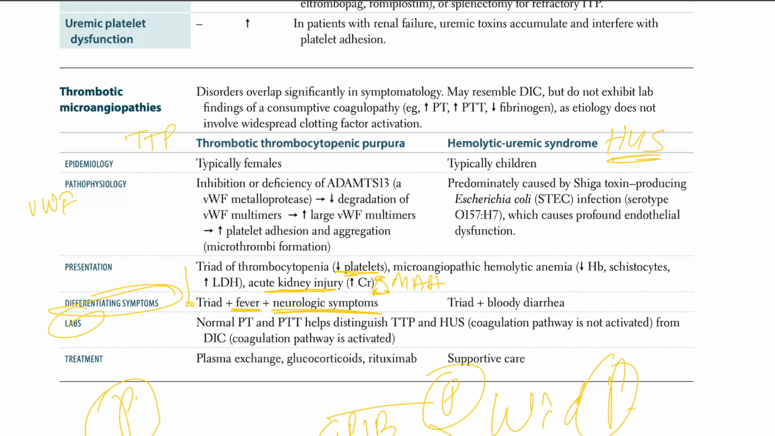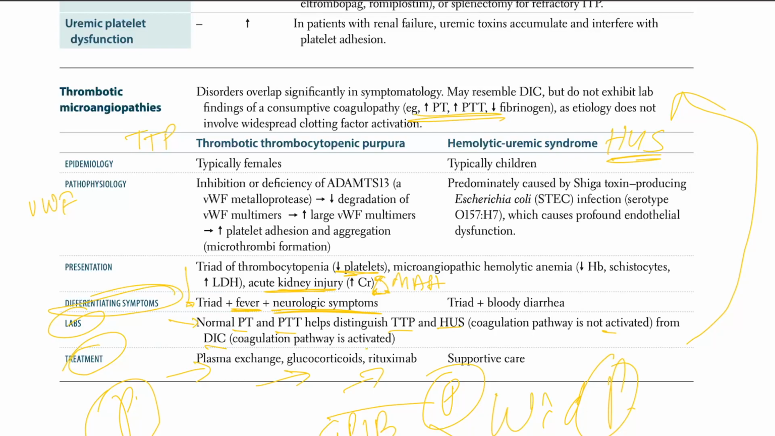Labs, if you were to do labs, you have a normal, as they were saying there. You would have a normal PT, PTT, which helps distinguish TTP and HUS from DIC. Coagulation pathway is not activated, whereas in DIC, coagulation pathway is activated. Well, they have already talked about it there, so we don't need to put lots of thinking in it. But what is the treatment? Well, treatment for TTP is you do plasma exchange. Okay, you give glucocorticoids and you give rituximab.